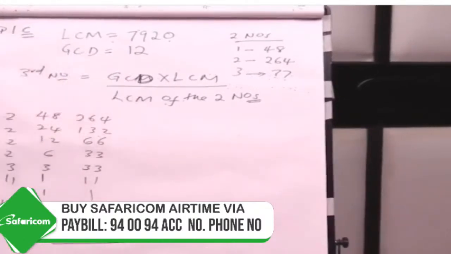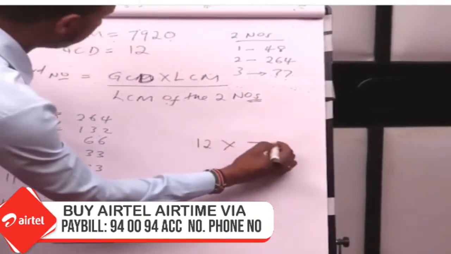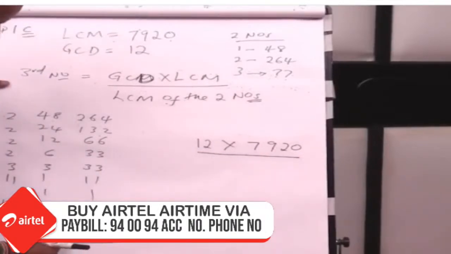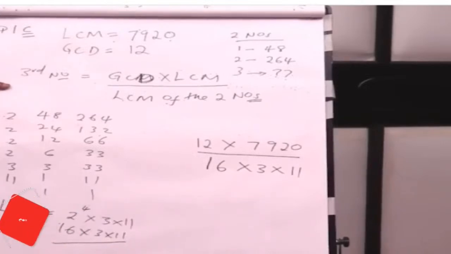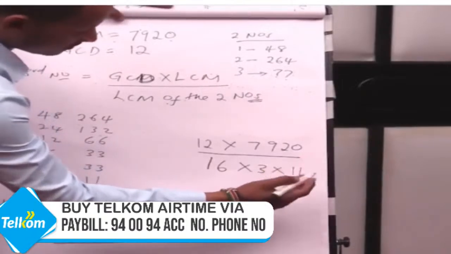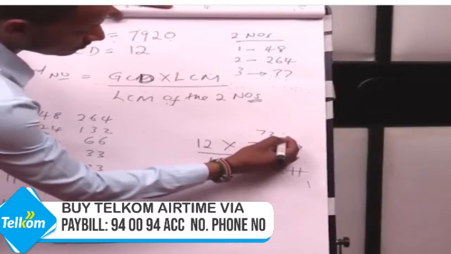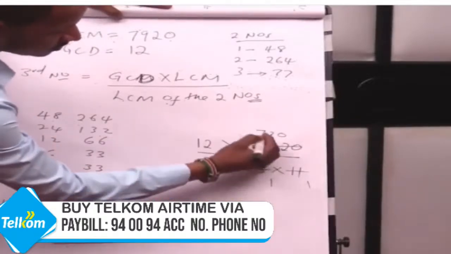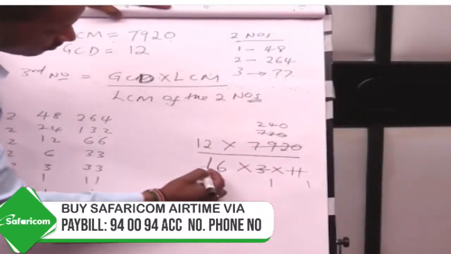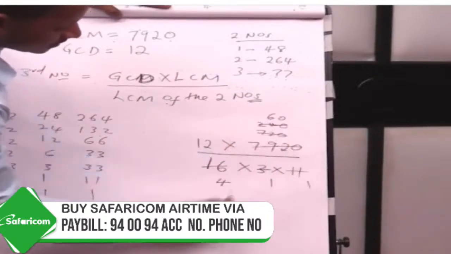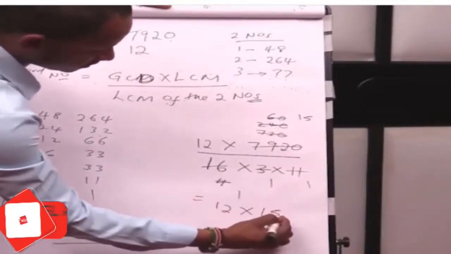So once you get this, come back here. Our GCD is 12 times our LCM, 7,920, divided by our LCM of the two numbers, which is 16 times 3 times 11. So let's divide by 11. 11 goes into 79 7 times, which is 77, remainder 2. Into 22, 2 times, then 0. Then we go to 3. 3 goes into 6 twice, into 12 four times, then 0. Then let's go to 4. 4 into 4 once, 4 into 60 is 15. Let's go to 4 again. So we remain with 12 times 15. This is 180.